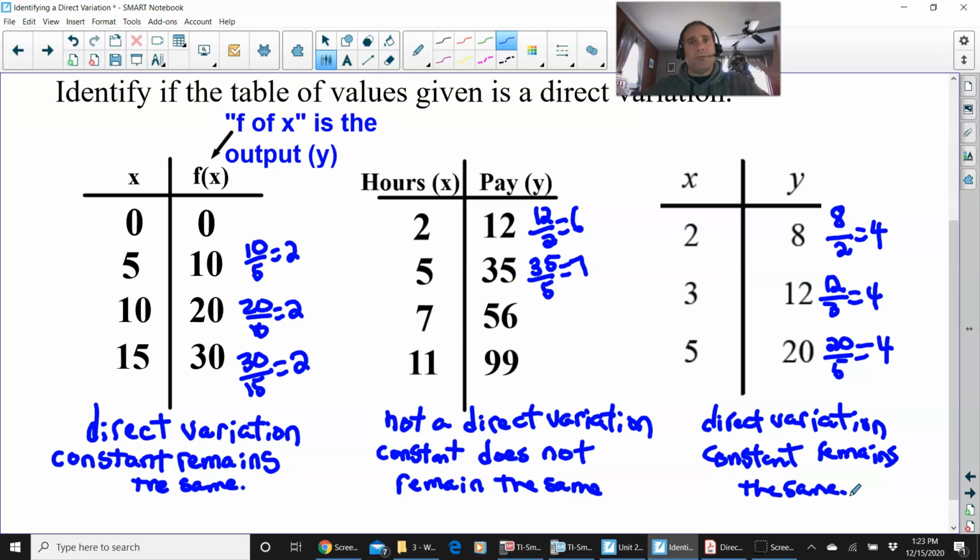So we went over graphs, coordinate grids, equations, and tables. Each very easy to identify if it's a direct variation or not.